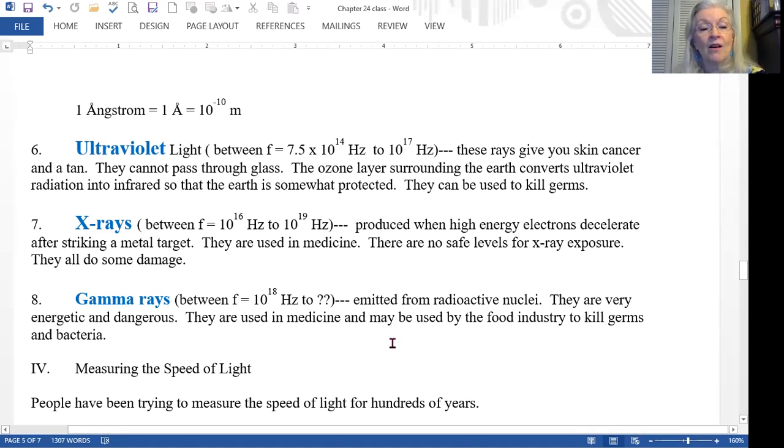Gamma rays are very high frequency. They are emitted from radioactive nuclei, and we'll talk about this in a later chapter. They are used in medicine, and they're also used in the food industry, surprisingly enough, to kill germs and bacteria. And again, we'll come back to them in a later chapter. I think it's chapter 31.